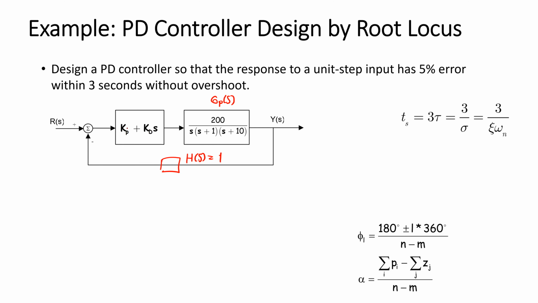The technique that we are going to use now is pole zero cancellation. Pole zero cancellation means we're going to pick the zero in the PD controller that is going to cancel with the pole of the plant.